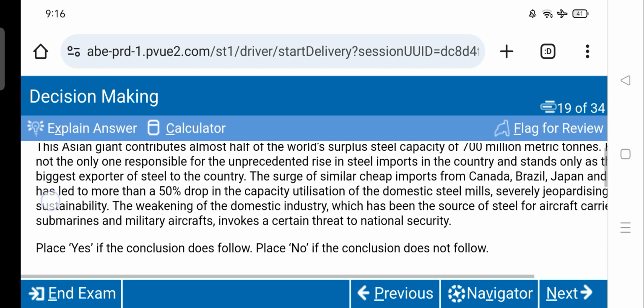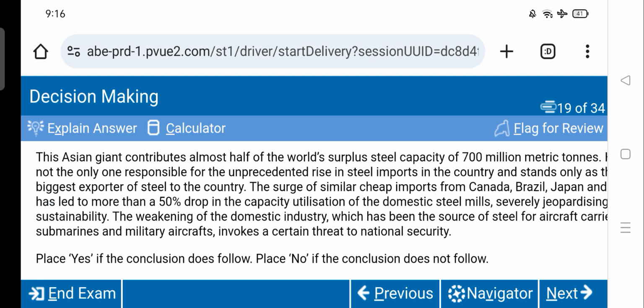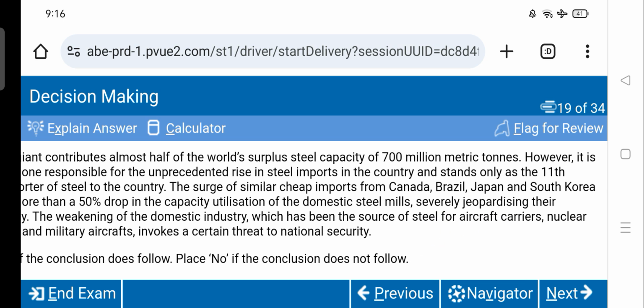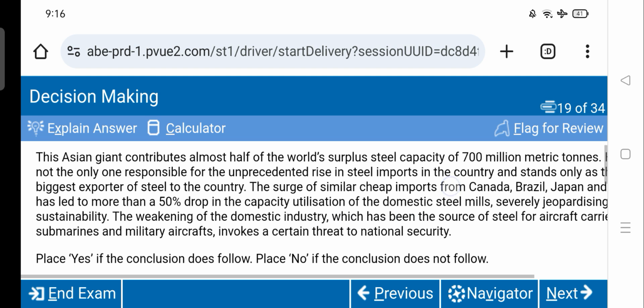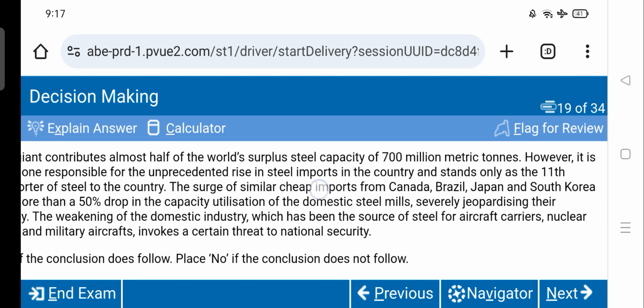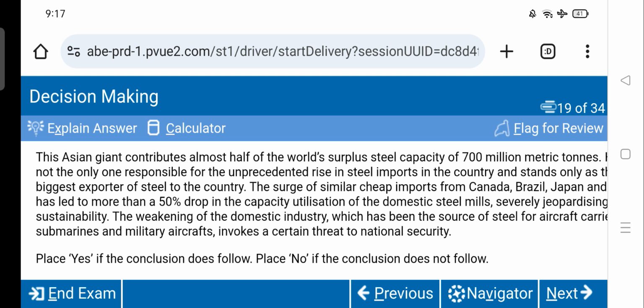This Asian giant contributes almost half of the world's surplus steel capacity of 700 million metric tons. However, it is not the only one responsible for the unprecedented rise in steel imports in the country and stands only as the 11th biggest exporter of steel to the country.